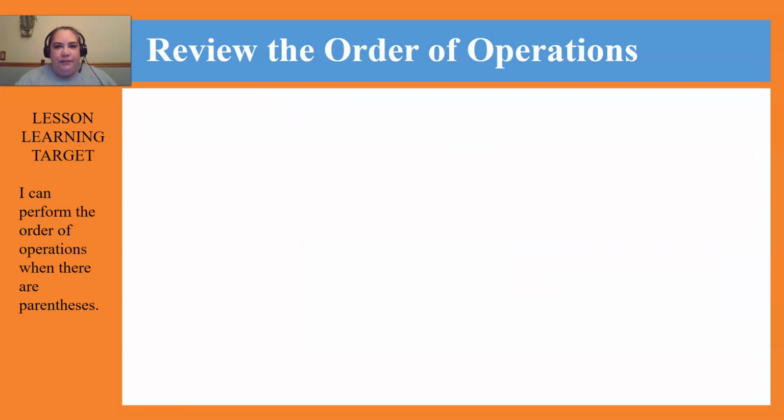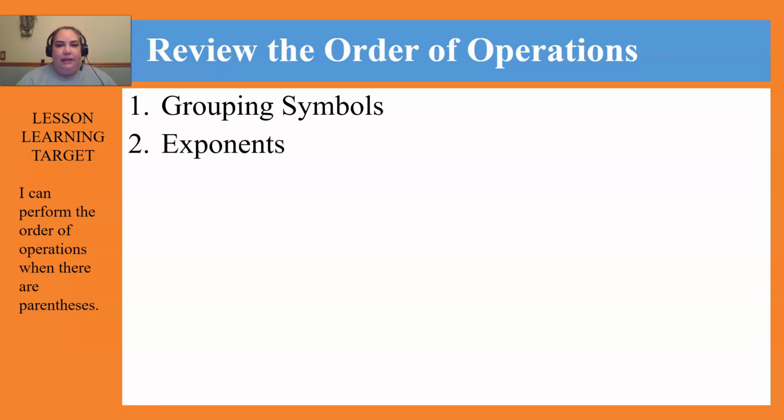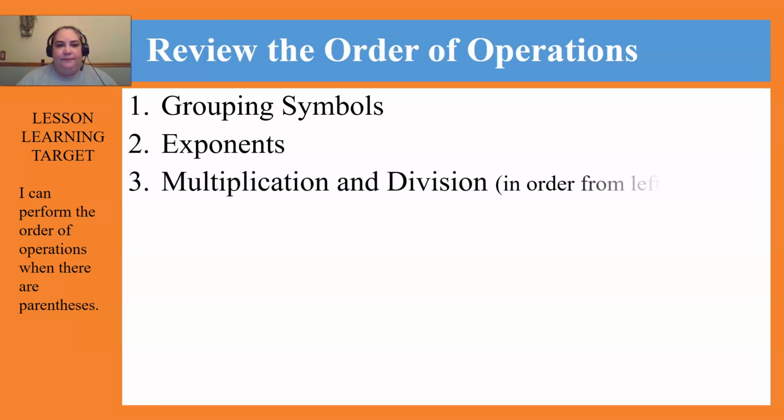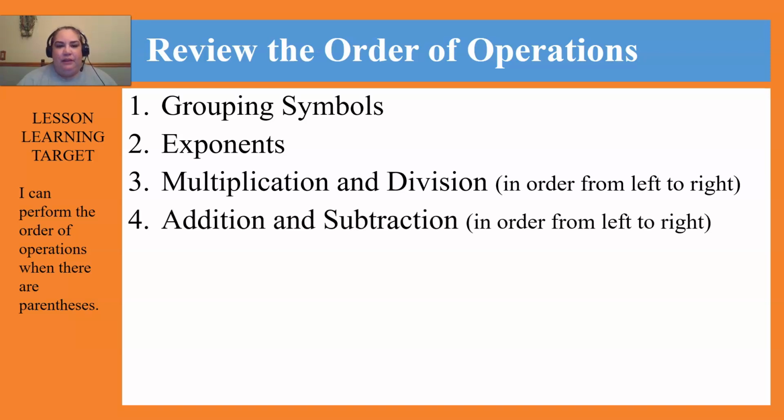So let's first review the order of operations. First, we have our grouping symbols. Then we have exponents. Then we have multiplication and division in order from left to right. And finally, we have addition and subtraction in order from left to right. So let's take a look at our grouping symbols.